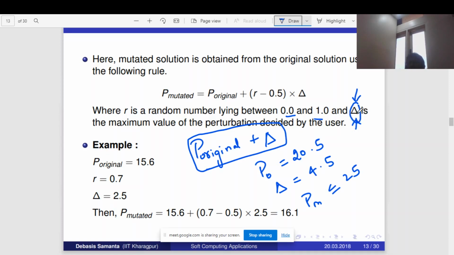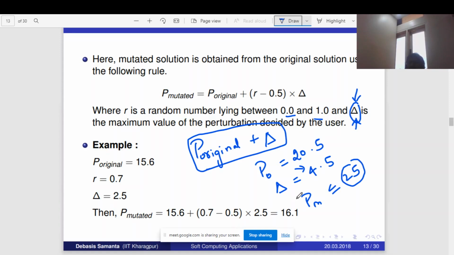So how much do you want to control? Everything depends on how much you want a better solution. I want to perform mutation to achieve a better solution, but at the same time I don't want the result to be beyond 25. If that is the case, then you have to choose delta as 4.5. Is it clear?